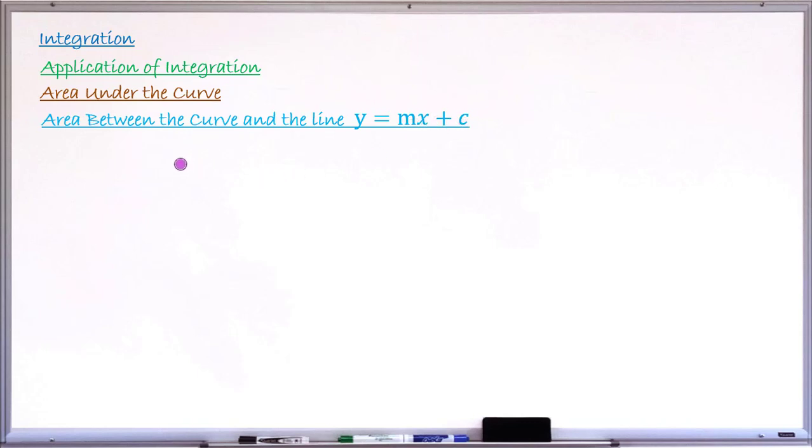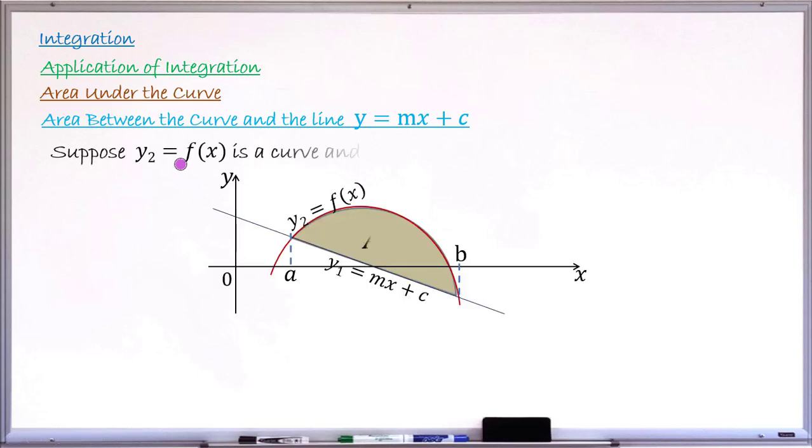So let's begin. To find the area, let's consider a general curve y2 = f(x). This is the curve, and you have the general straight line equation y1 = mx + c. So y1 is the straight line while y2 is your curve, as you can see displayed in this drawing. You have the curve y2 = f(x), and this is the straight line equation y1 = mx + c.